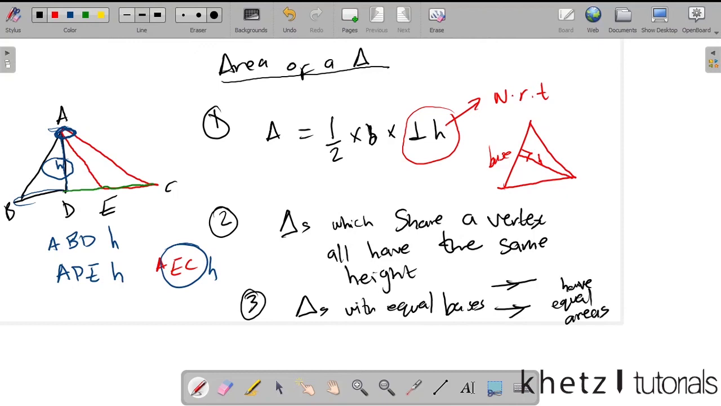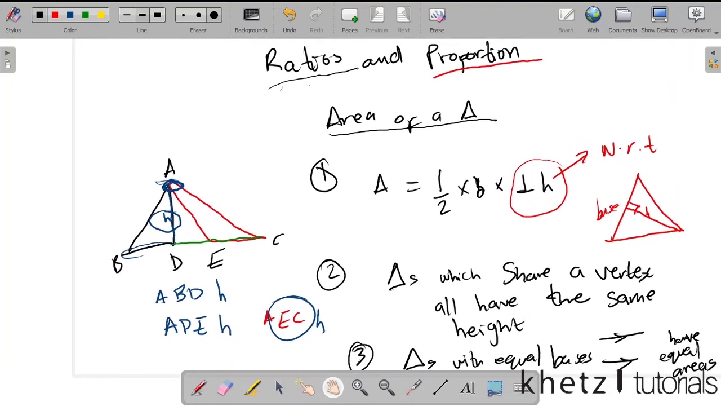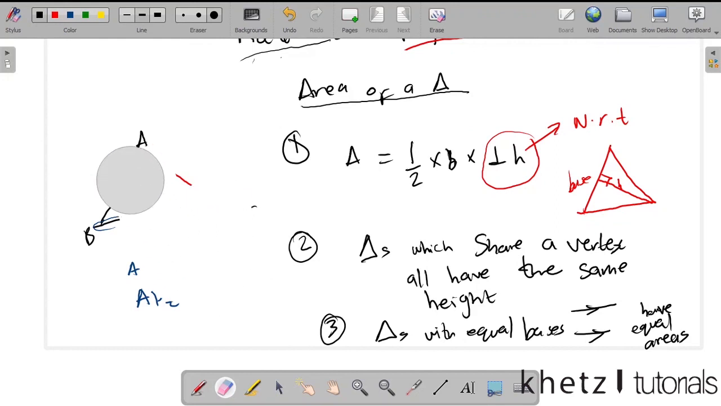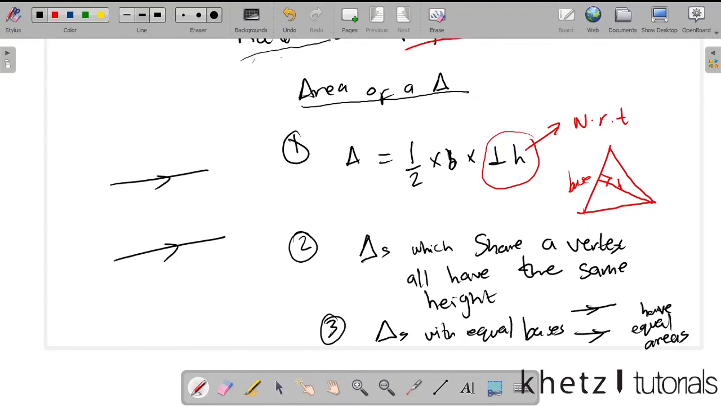This is what this means, or this is a graphical representation. Let me just erase this. Here's a graphical representation of the third point. So if you have parallel lines, let's say these two lines are parallel, and you have a triangle over here, and you have another one here which looks something like this. Just assume that it's in between these two parallel lines.